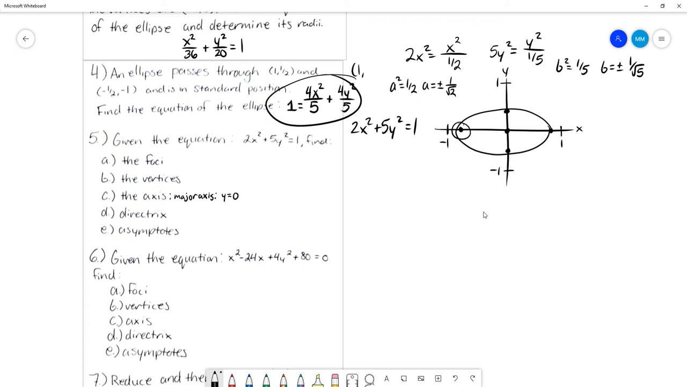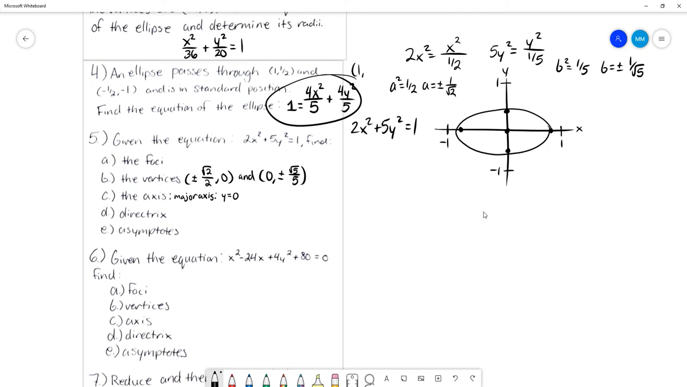So this first vertex, so our vertices are at plus or minus 1 over square root of 2, or I suppose I should rationalize that. So square root of 2 over 2, comma 0. And then our other vertices, they'll probably only want the ones on our major axis, but our other vertices are 0, comma, plus or minus that. And that's just this rationalized.